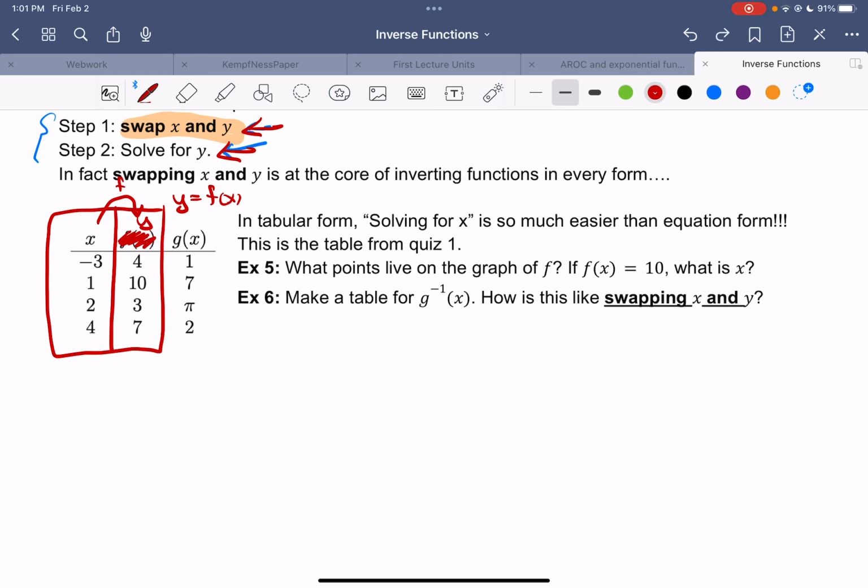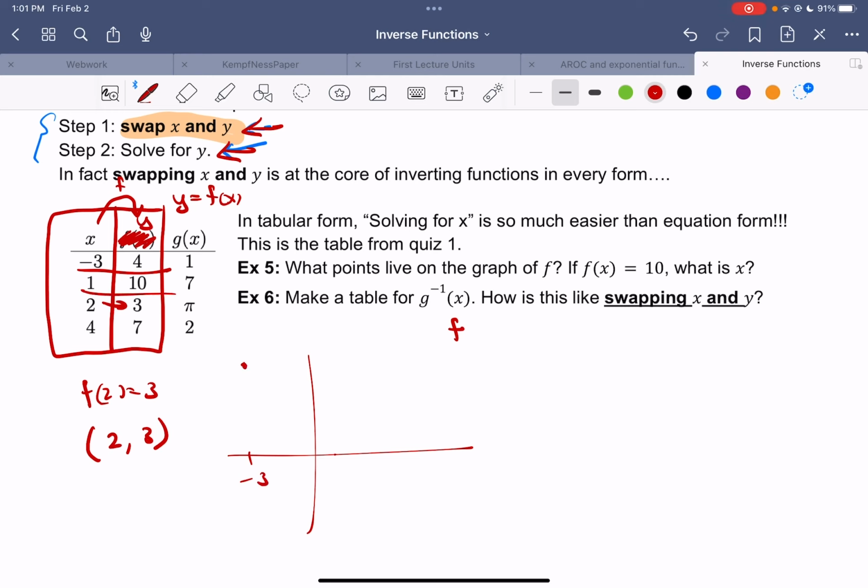Said differently, f of 2 is equal to 3. F takes 2 to 3, right? Said differently, if I were to graph f, it will have the point (2, 3) on its graph. If I graph f, then I'll have (-3, 4), (1, 10), (2, 3), and (4, 7). There's my graph of f. I just put down all of these xy pairs.